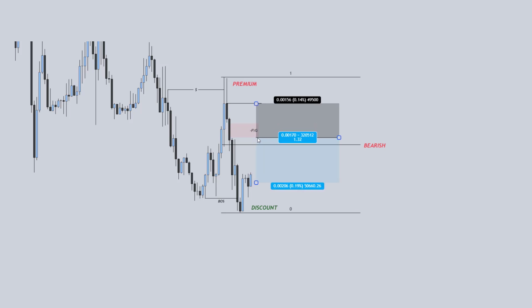Me personally, I always take the trade at the open because sometimes price doesn't really cross the 50% of the fair value gaps. So just keep that in mind. So me personally, I usually always place my trades right at the open of the fair value gap, and then I place my stop loss at the high just to be safe.